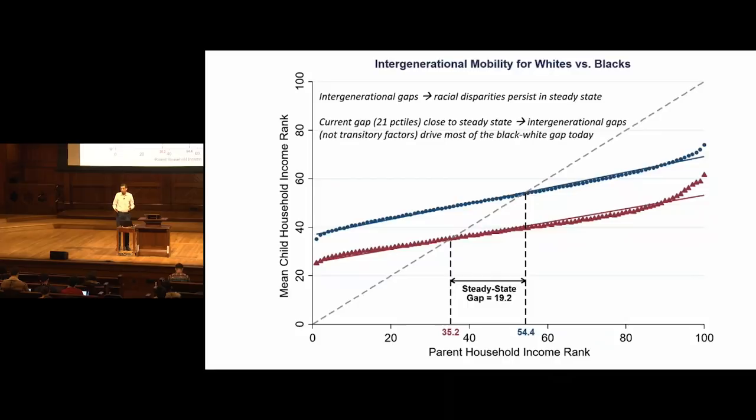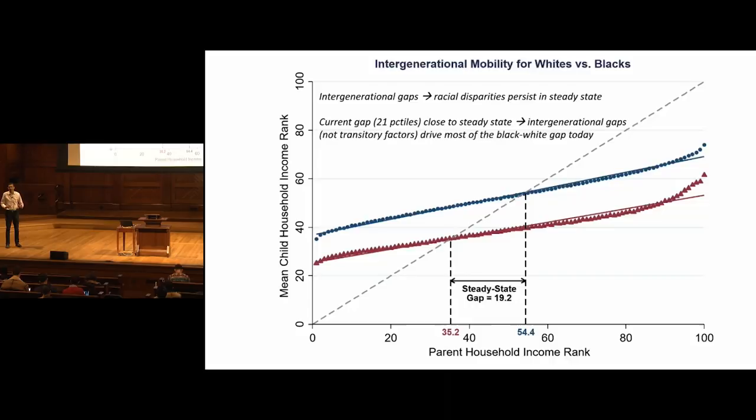So the key lesson you get out of this is, in the actual data, contrary to the hypothetical example that I started out with, there's a big difference in rates of intergenerational mobility between blacks and whites. And the consequence of that is that these racial disparities are going to persist in steady state. The fundamental reason that you have persistent black-white gaps in the US over hundreds of years is because you have different rates of intergenerational mobility.